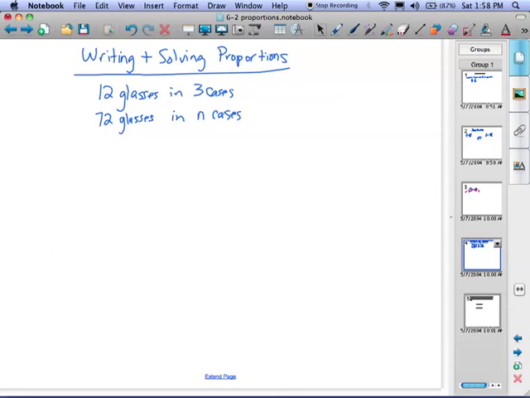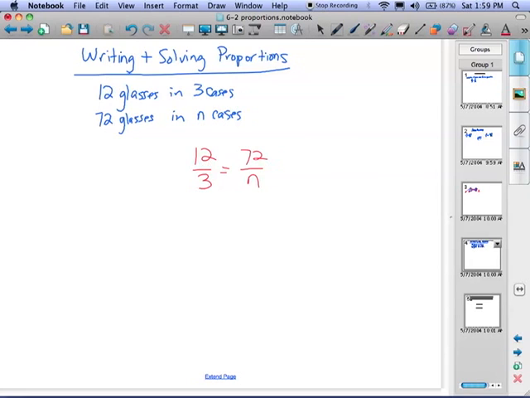You're also going to run into some problems where you have to write and then solve a proportion. If 12 glasses fit into 3 cases, we want to know how many cases 72 glasses will fit into. So we need to set up a proportion for that. 12 over 3 is equal to 72 over n. The first number of glasses over the first number of cases is equal to the ratio of the second number of glasses over the second number of cases.